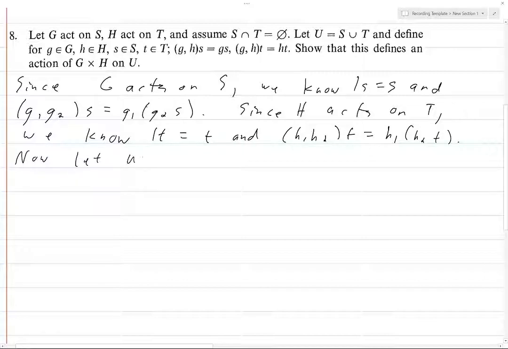Now, let U be in big U, which we know is equal to the disjoint union, which I will write with the union with the plus inside, I don't know why. I saw one professor do it that way.